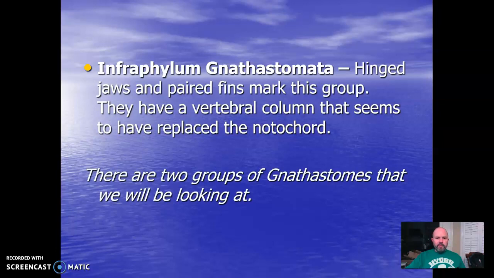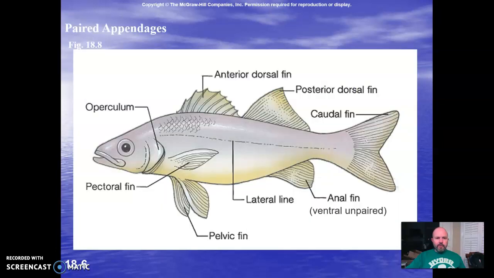There's 2 groups of Gnathostomes that we're going to look at, which are classified based on some characteristics that define how their skeleton looks primarily. We'll talk about those in a second. This is a typical Gnathostome, so unlike the kind of wide open lamprey mouth, we've got a definite jawed mouth that can open and close.